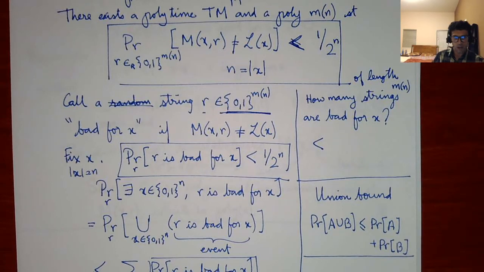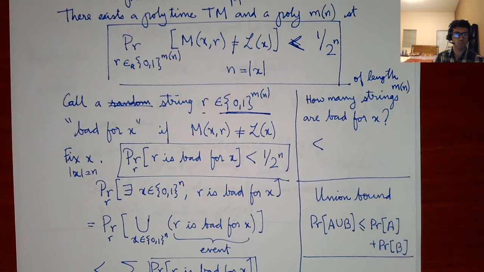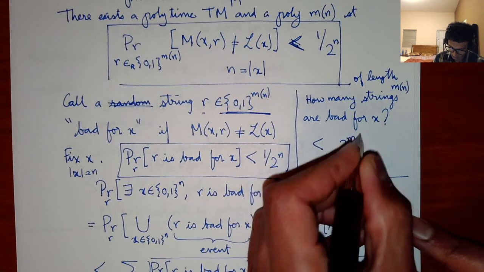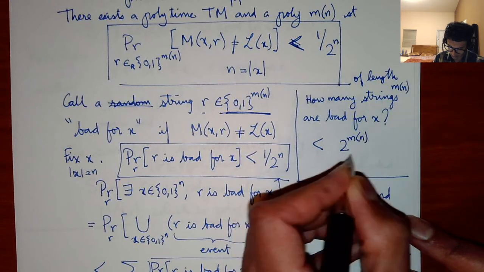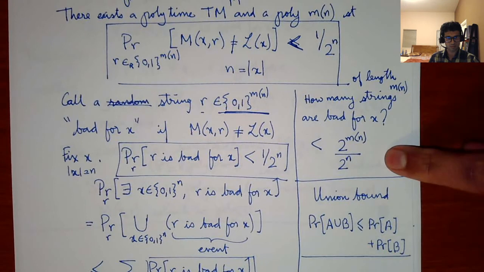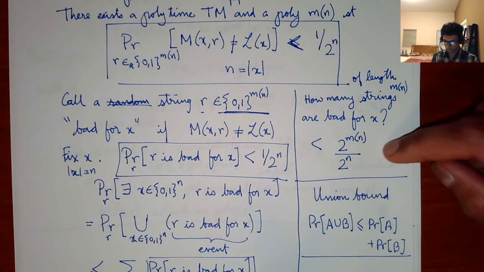How many of those strings are bad? We said the probability is at most 1 divided by 2 to the n. So really the number of bad strings is at most 2 to the mn divided by 2 to the n. Is that logic clear? For that part, yep. Okay.